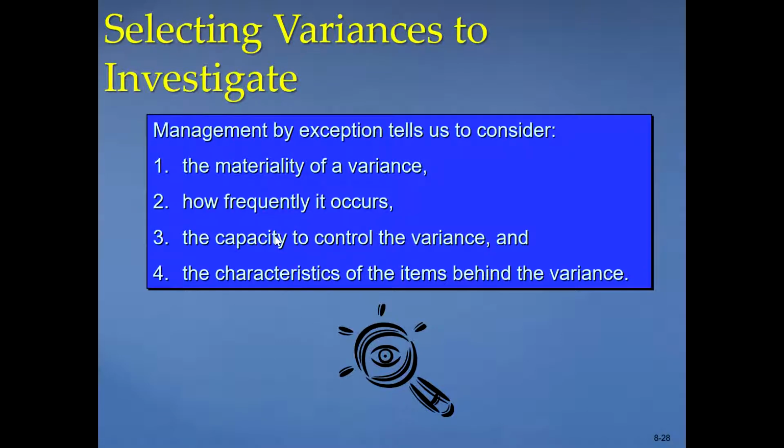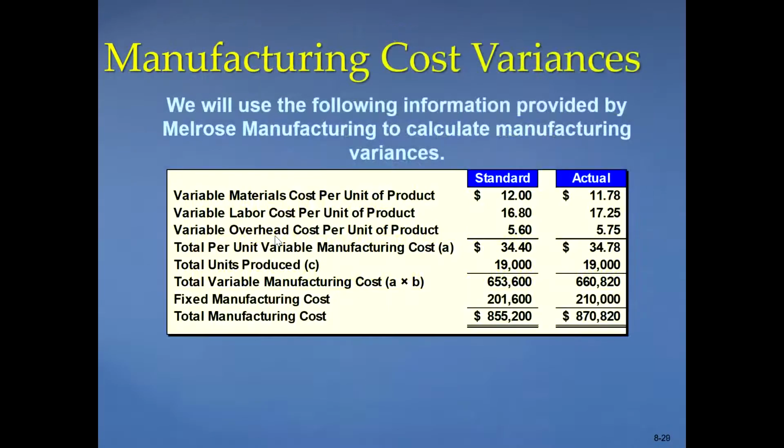Okay, so we'll move to the next slide. This is the example of what we are studying in this chapter, the same one. We have that Melrose manufacturing company to calculate material manufacturing variances. This is the same one given on flexible budget on page number 357, right? If you look at there, we have all the information.